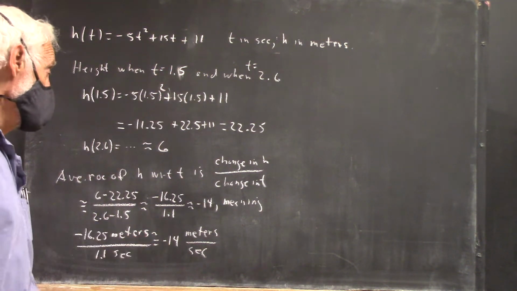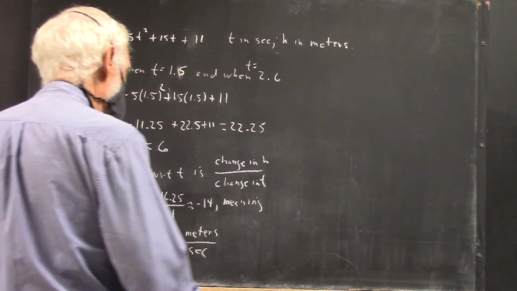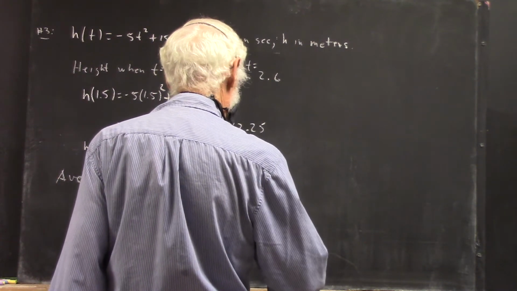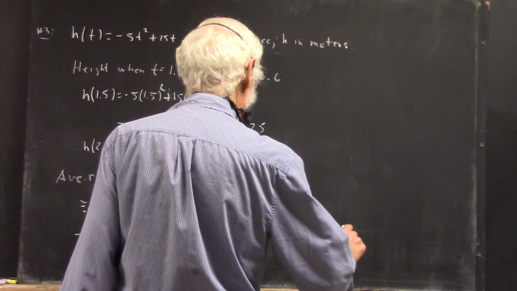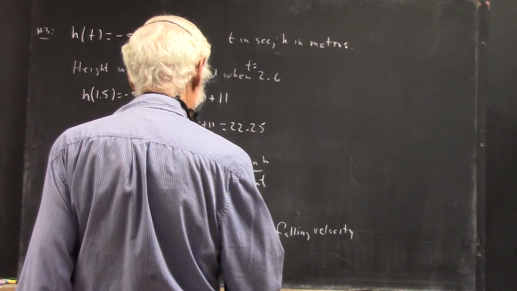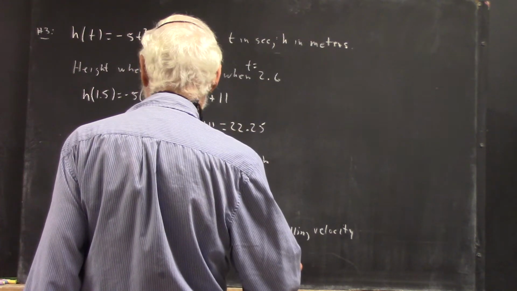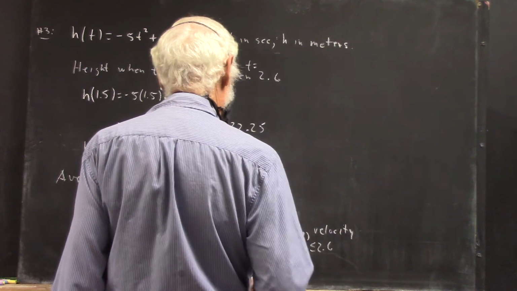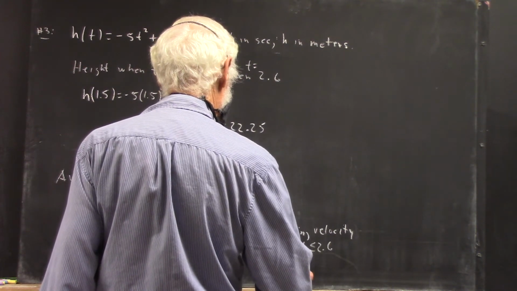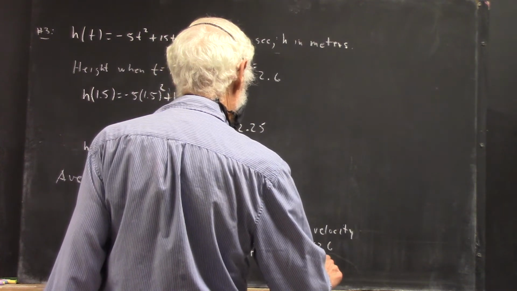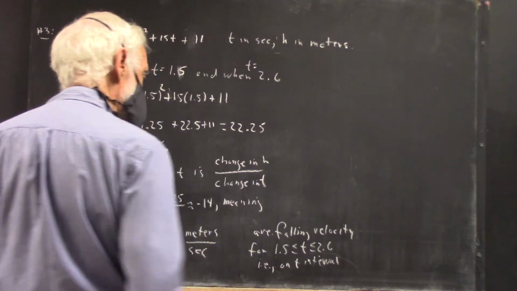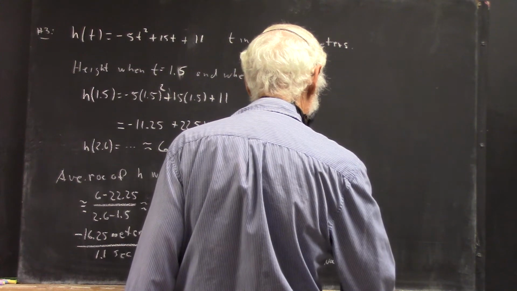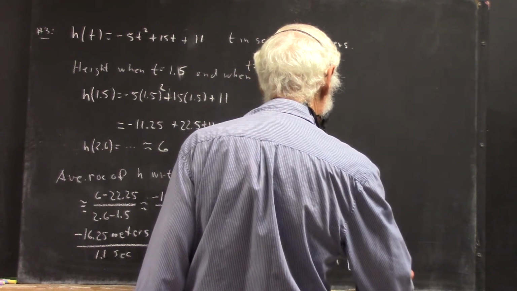Okay, well, there we have it. This is the average falling velocity for t from 1.5 to 2.6, which means on the time interval 1.5 seconds to 2.6 seconds.